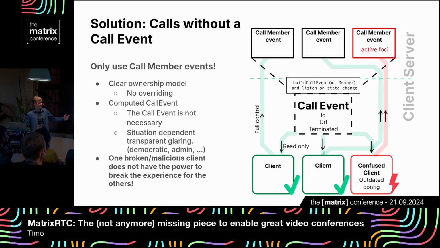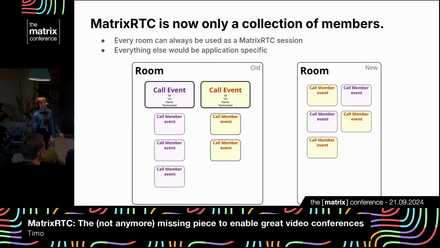And then we go through the disaster scenario again. One confused client is updating their call member event, but the algorithm which generates the shared overall call description would still stick to one specific one, or the most important thing, it would be the same on all clients. So maybe this one is still confused because it's broken, but the others still have a decent experience, which is the important bit. So MatrixRTC is now only a collection of members, basically nothing else, at least this state part of MatrixRTC.